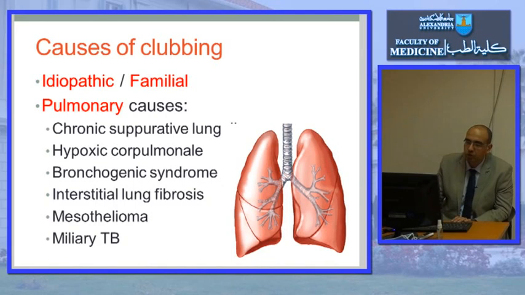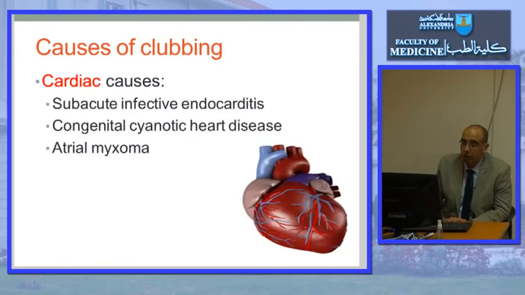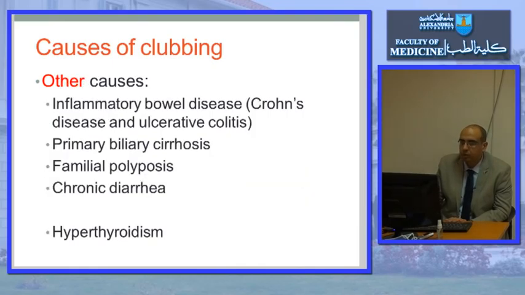Also there might be hypoxic cor pulmonale, interstitial lung fibrosis and miliary TB. But the most important are chronic suppurative lung diseases and bronchogenic carcinoma. Cardiac causes include infective endocarditis, which is called Bale clubbing, or congenital cyanotic heart disease, and it's called blue clubbing, blue for cyanosis, and atrial myxoma. GIT causes include inflammatory bowel disease, Crohn's and ulcerative, primary biliary cirrhosis, familial polyposis, and chronic diarrhea. And also hyperthyroidism might cause clubbing.